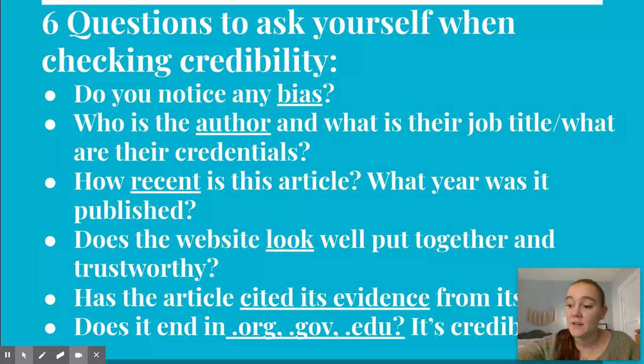And sometimes the most recent information is the most accurate. So if our information is old and not recent enough, then that is not going to be the most credible evidence, because it's not the most recent. So it's not giving you the whole picture.